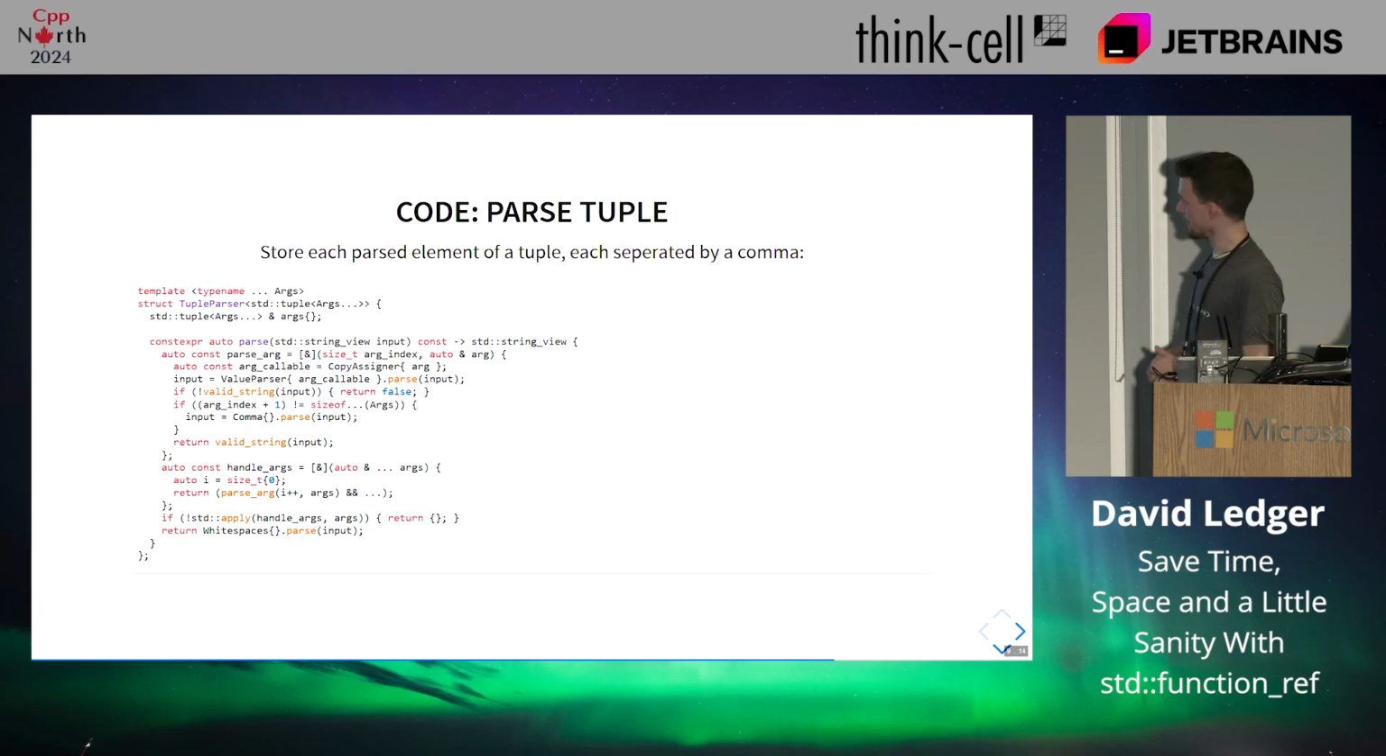Now, this one's a bit dense. Sorry about that. This is for parsing the arguments. I'm just going to call this a tuple parser, and it's going to parse one argument after another, separated by commas. It's going to use tuples apply, and then it's going to call the parse arg lambda once for each argument. Notably, the last argument does not have a comma parsed. If any of these arguments fail to parse, then it will return an invalid string.